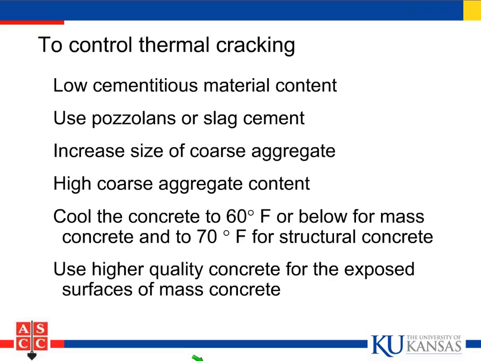That generates the temperature. Pozzolans or slag always generate less total heat. Increase the size of the coarse aggregate. That's a way to get a lower cement and water in there. High coarse aggregate content ties in with that. General rule, cool the concrete to 60 degrees or below for mass concrete and to 70 degrees for structural concrete.